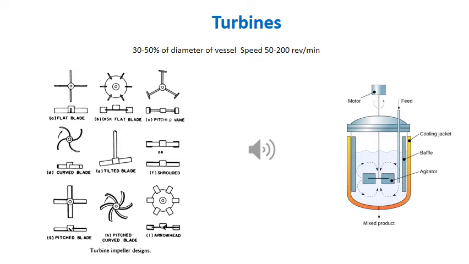These modifications impart different kinds of flow. The flat blade turbine produces radial and tangential flow. Okay, but if we increase the speed, if we increase the revolutions per minute, the radial flow is produced. A pitched blade turbine produces axial flow. So these are the advantages we get after using the modified turbines.